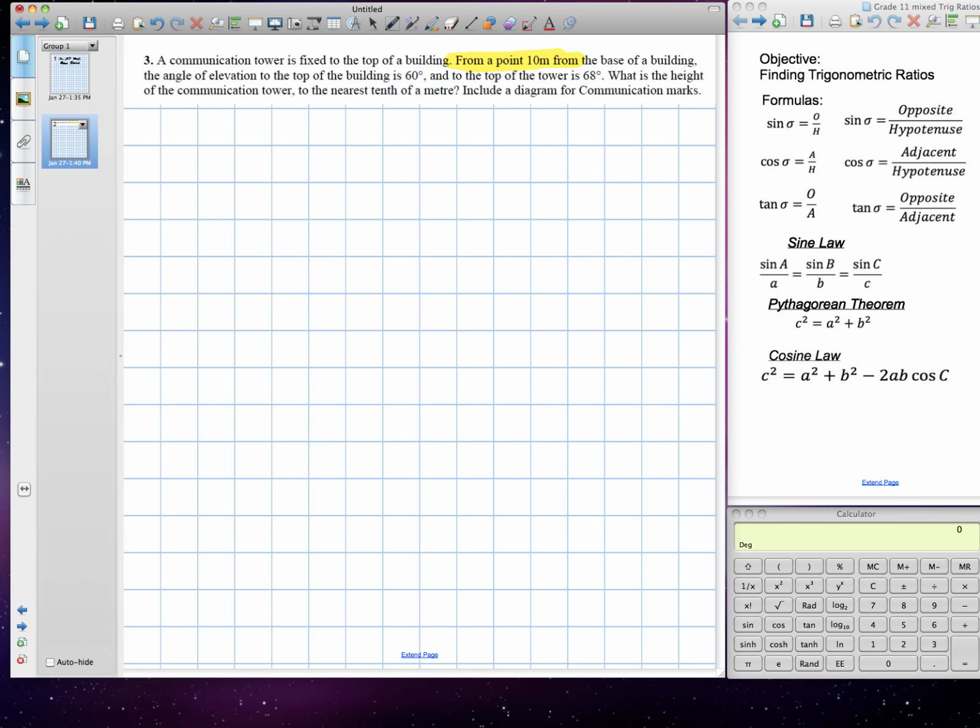Right away, what that means is we have some guy standing here, and he is 10 meters away from the base of the building. So could you put away from the building, please? No, yeah, the base of the building.